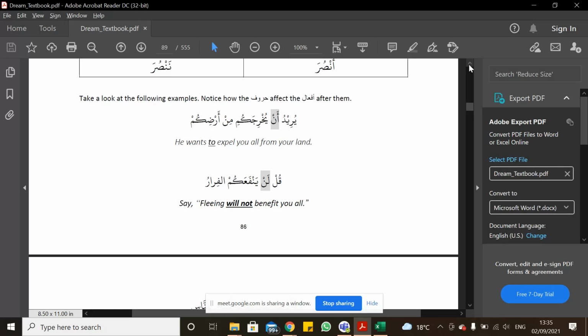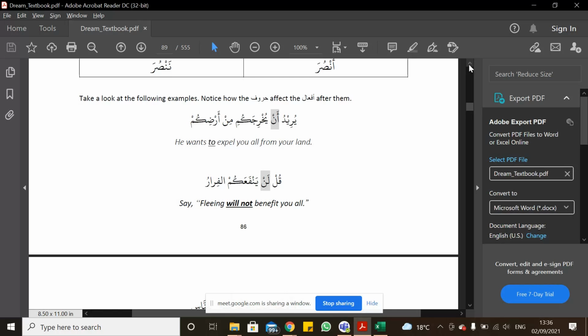But you spotted that yanfa'a has what ending? It's huwa. The ending is fatha because of the word lan before it, right? Otherwise it would be yanfa'ukum. In the nasab form, it's yanfa'a. Right? Now try to translate. So lan is will not.